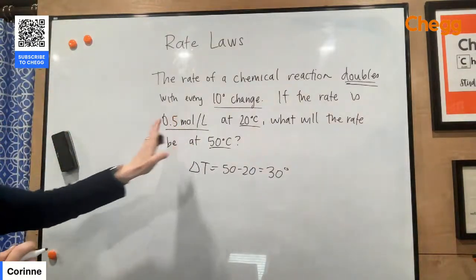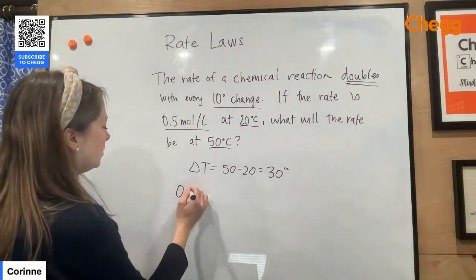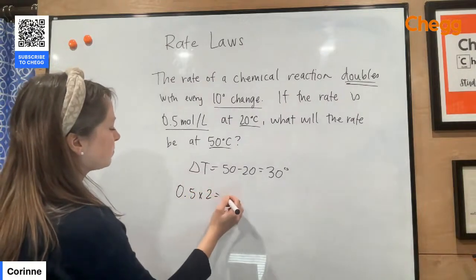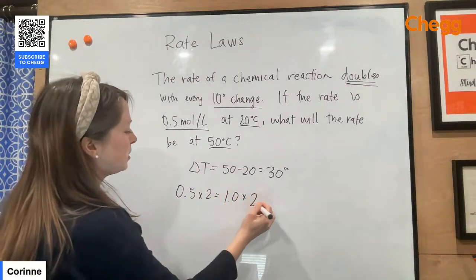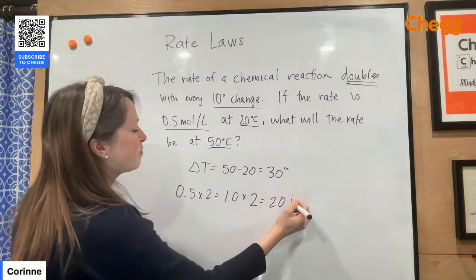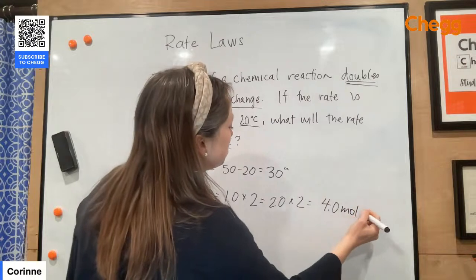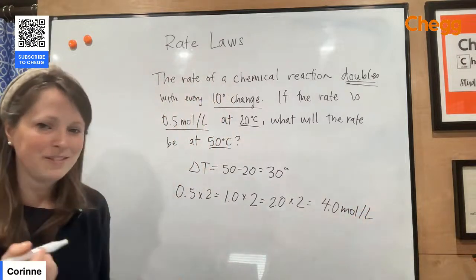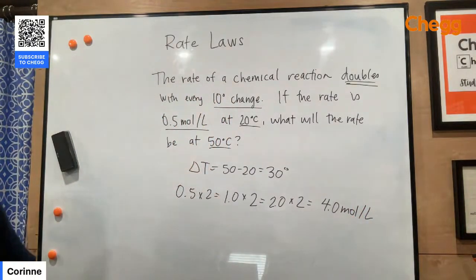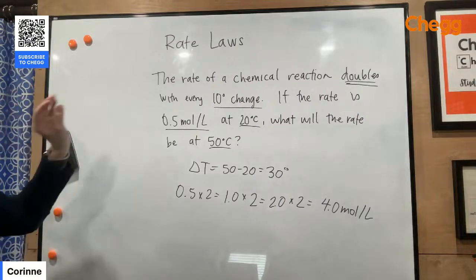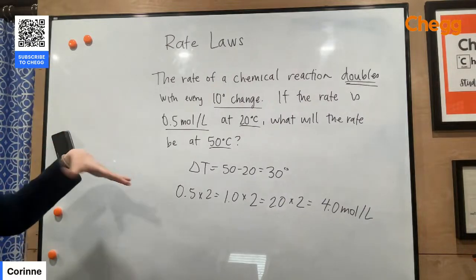So looking at this, I'm going to take 0.5 and I'm going to double that. And I'm going to double it again. I feel like this is a half-life problem to 4.0 moles per liter. All right, so that one's kind of an easy question. With a lot of the rate questions, you really just have to see what the question's asking. This one was kind of straightforward.